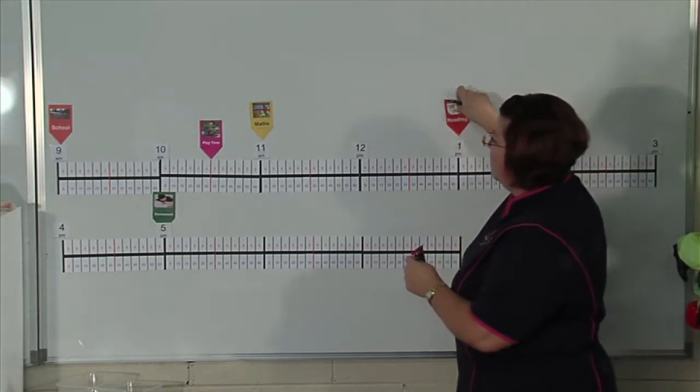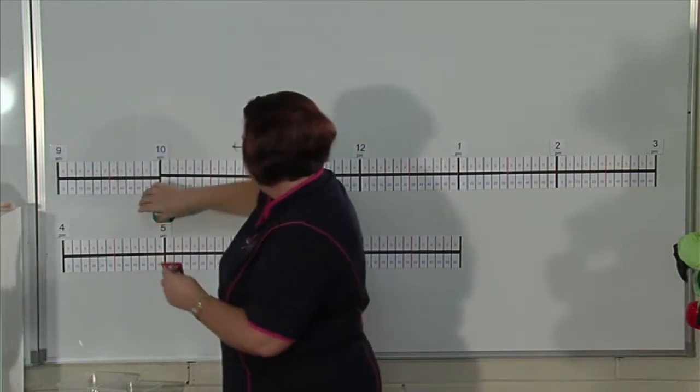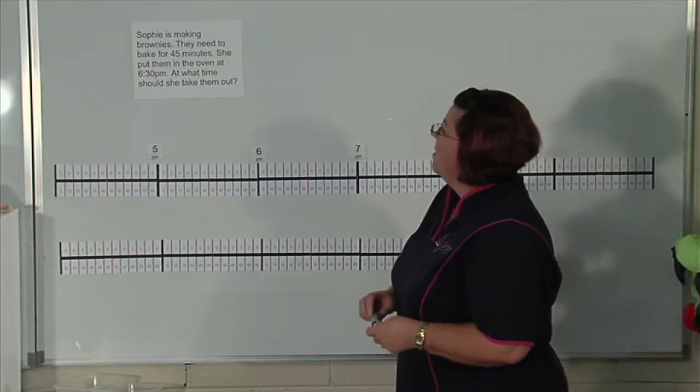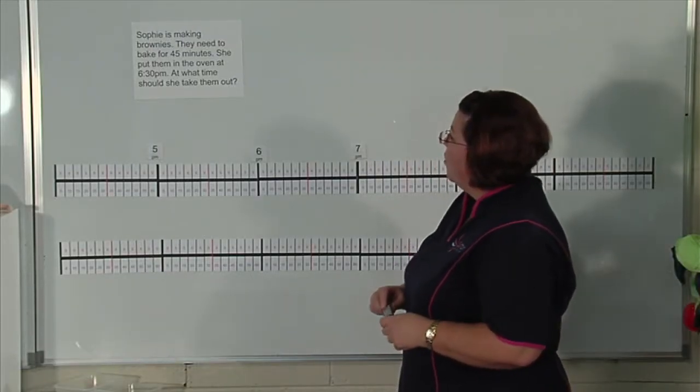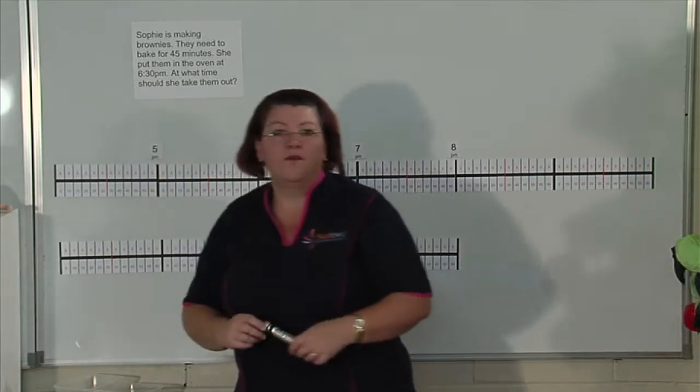However, if you're working with older children, we can start to really get them to understand word problems. Sophie's baking brownies. They need to be baked for 45 minutes. She put them in the oven at 6:30 PM. What time should she take them out? Here's where we decide how are we going to make up 45 minutes.